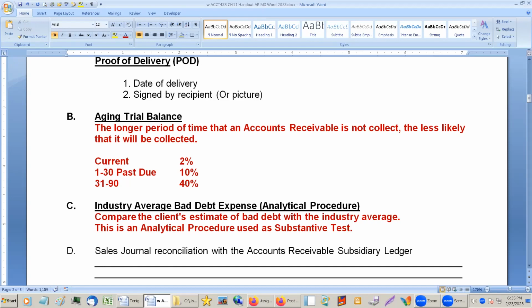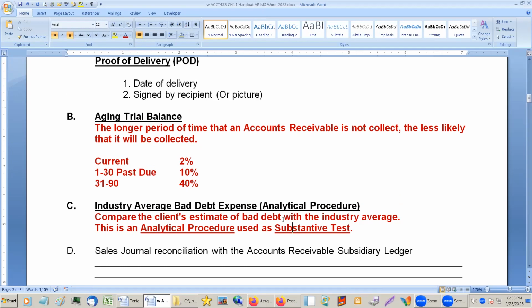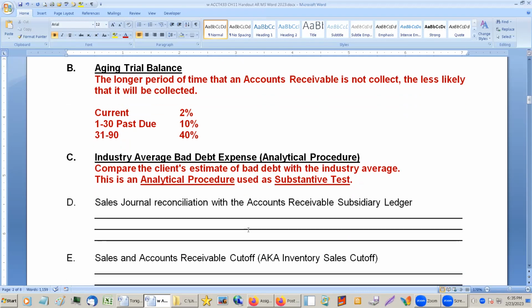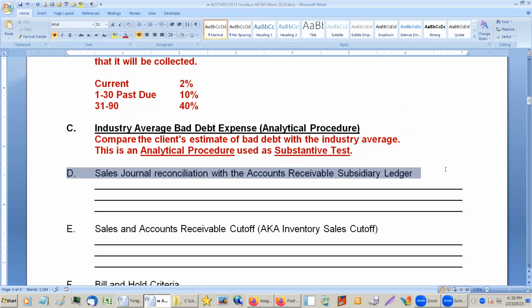As a substantive test. Analytical procedures usually are not proof of anything bad, but in this case it can be. And I think this is the only analytical procedure that I can think of that's used as a substantive test. Most analytical procedures will tell you where to look, but they won't tell you necessarily that something is wrong. Whereas this one can actually be used to tell you something is wrong. Okay.